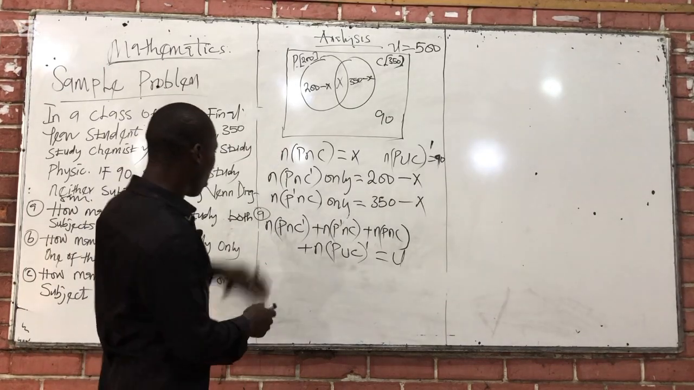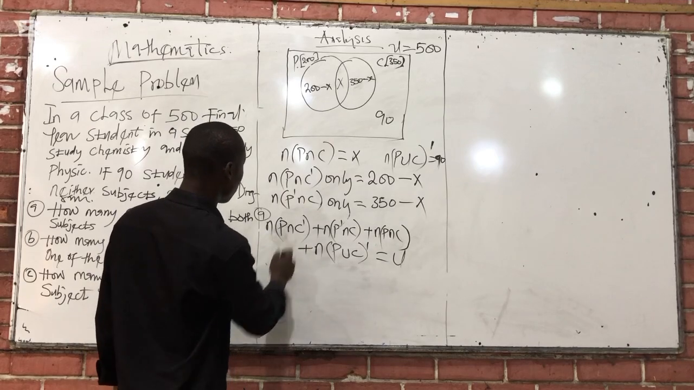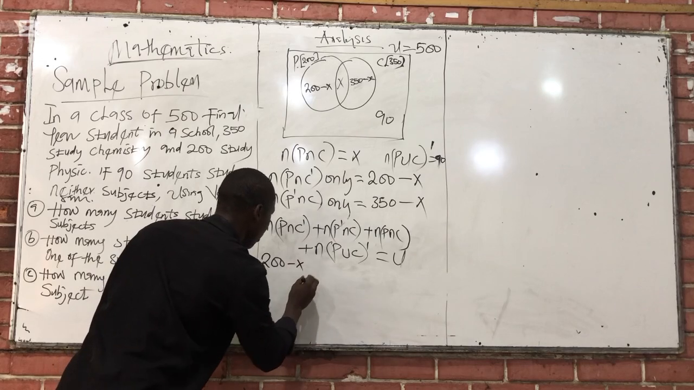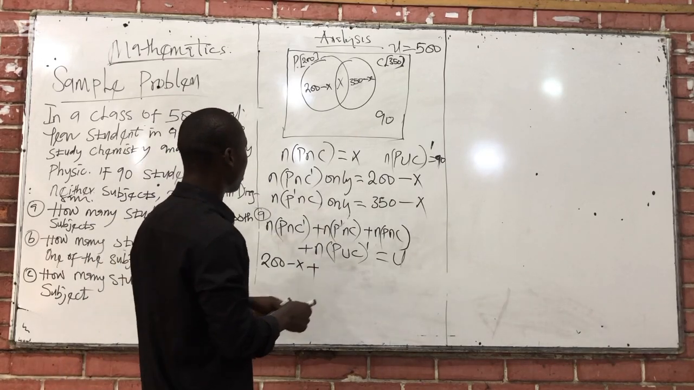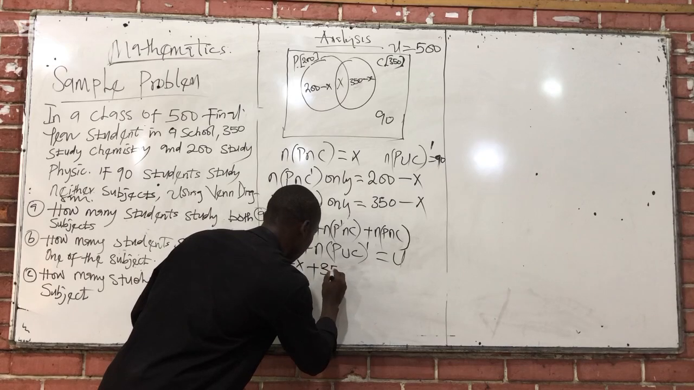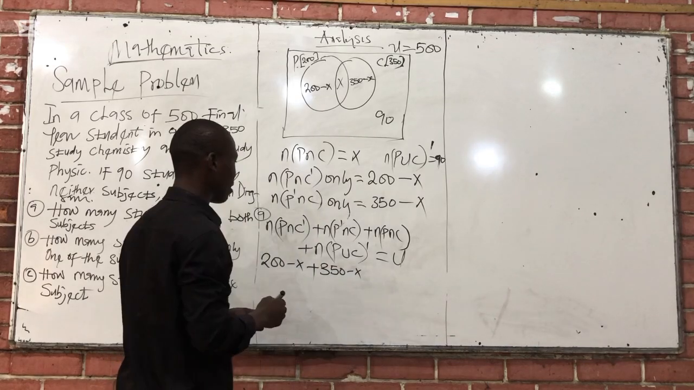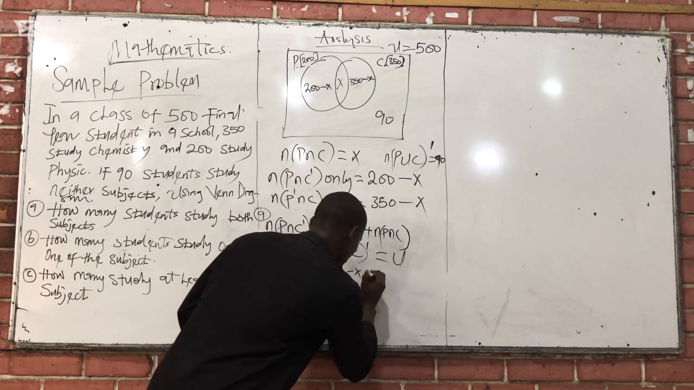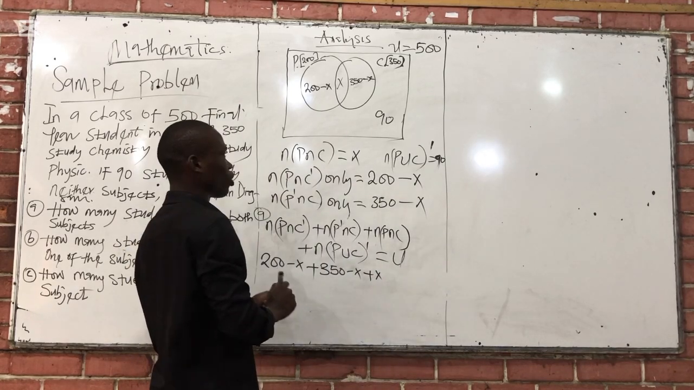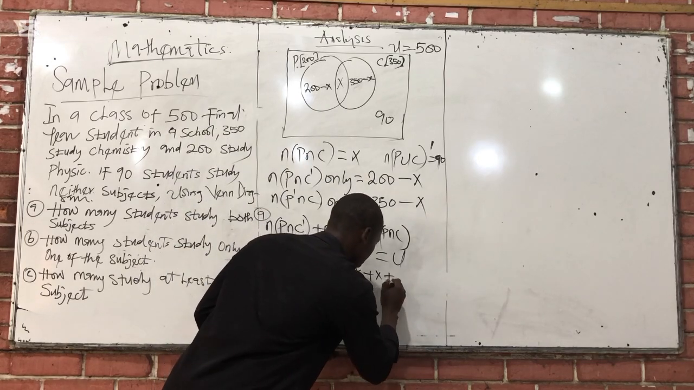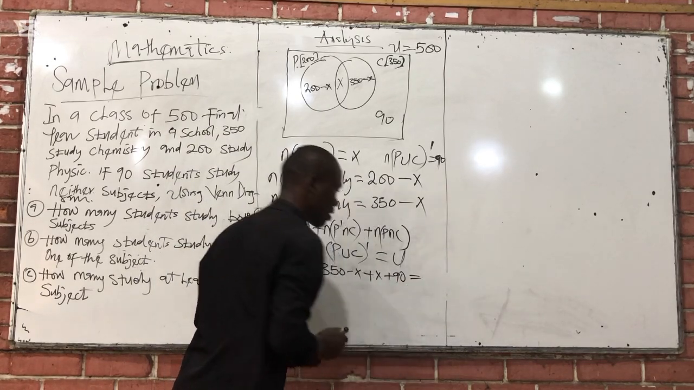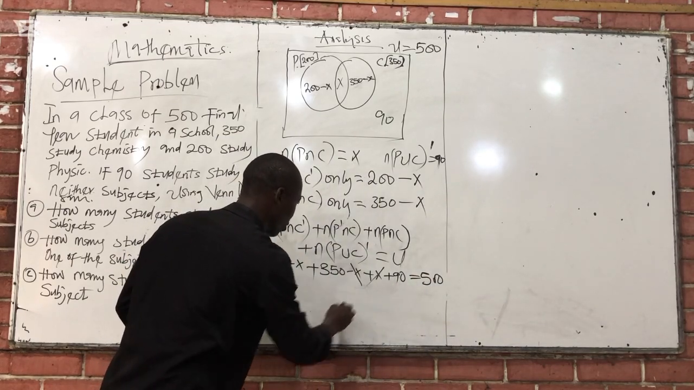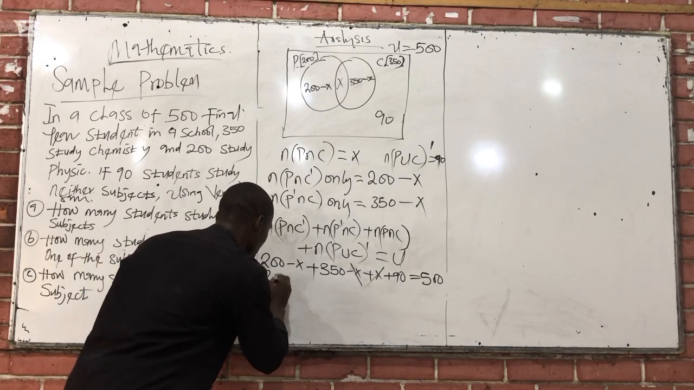So the number of students that studied only physics and not chemistry is 200 minus x. So this is 200 minus x, then plus the number of students that studied chemistry only, which is 350 minus x, and the number of students that studied both chemistry and physics, which is plus x. Then the number of students that studied neither chemistry nor physics is plus 90, which is equal to the universal set, which is 500.